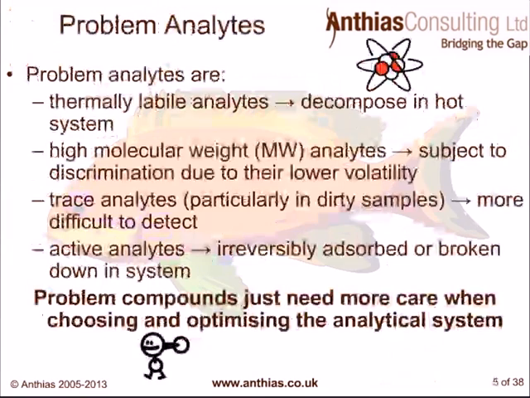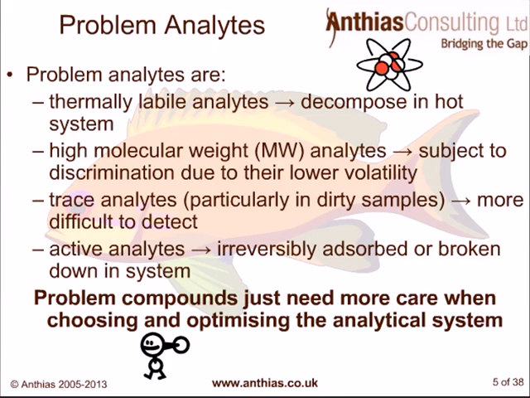So our problem analytes are the things that I term light thermally labile compounds. So these decompose in the hot system. Ideally, when we're setting up our GC or GCMS method, we want to be analysing and seeing in our detector exactly what we started with originally in the sample. So if we do have compounds that are thermally labile, then again, we want to be choosing the techniques to try and reduce the thermal breakdown of our components. So we'll look at that in more detail later.